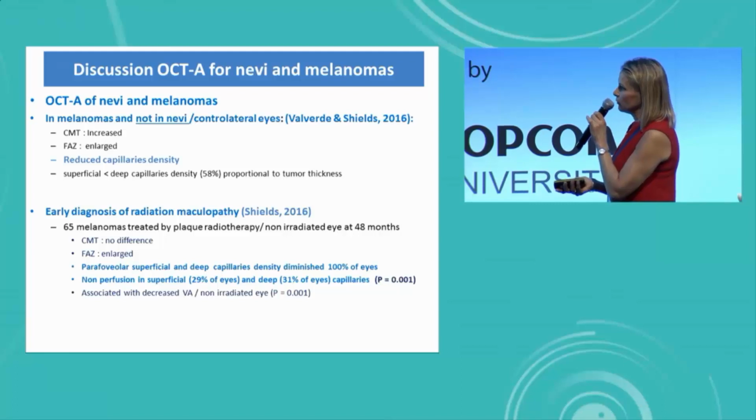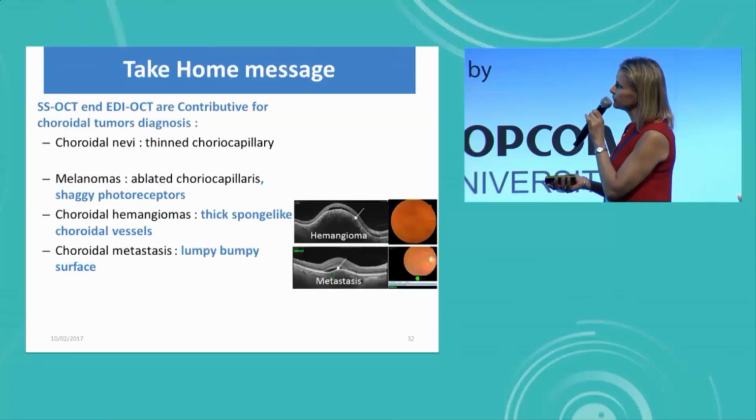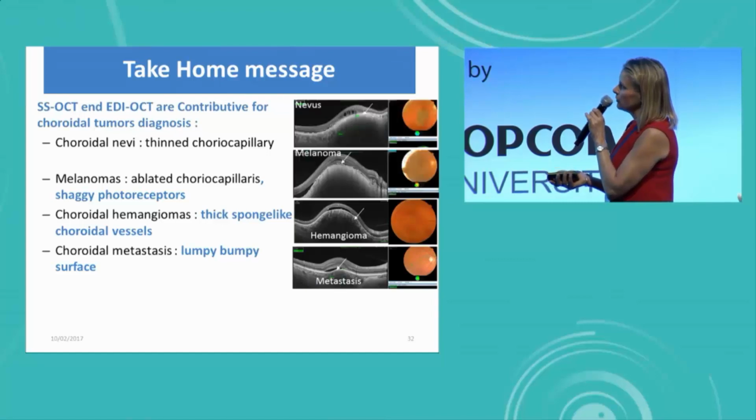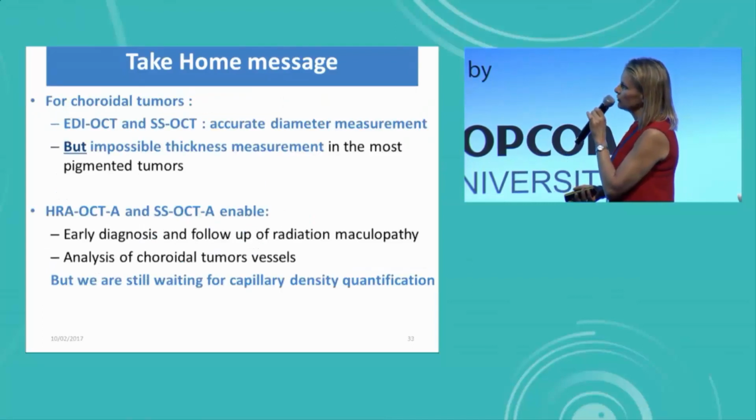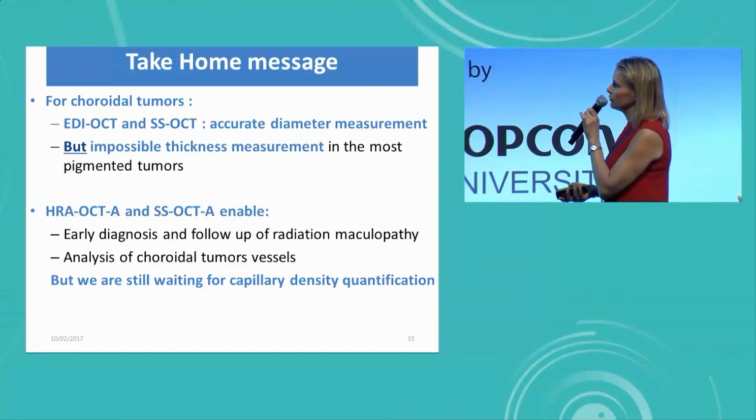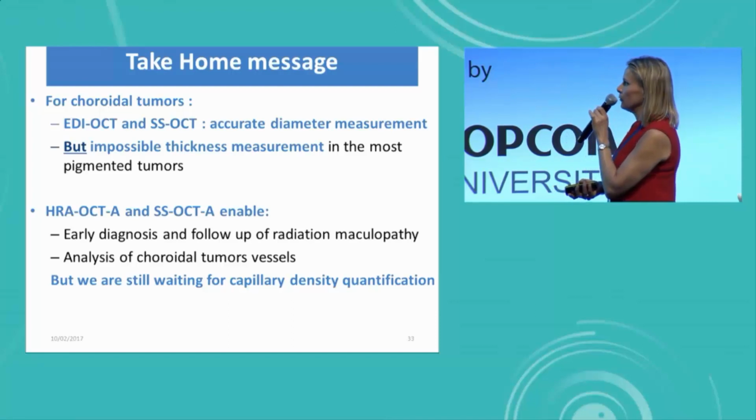Angio OCT also enables us an early diagnosis of radiation maculopathy. In conclusion, both OCT are contributive for choroidal tumor diagnosis. They show the characteristic signs of these tumors, which are summed up here. And both OCTs enable an accurate diameter measurement, but it's impossible to measure the thickness in most of the pigmented tumors, as we have seen.